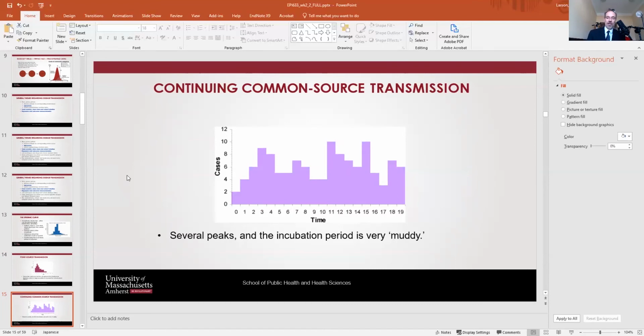The incubation period here is very muddy. We don't really get a sense of how long it takes for cases to appear because people are being repeatedly exposed.